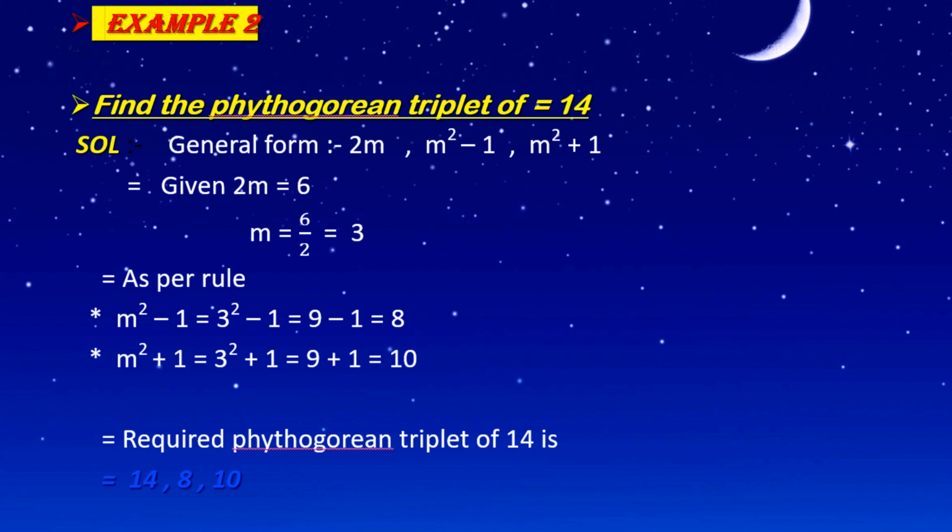As per the rule, we apply the formula m square minus 1. m is 7, 7 square means 7 into 7, that is 49, minus 1, that is 48. Next, m square plus 1: 49 plus 1, that is 50. So the required Pythagorean triplet of 14 is 14, 48 and 50. This is the solution for the Pythagorean triplet of 14.